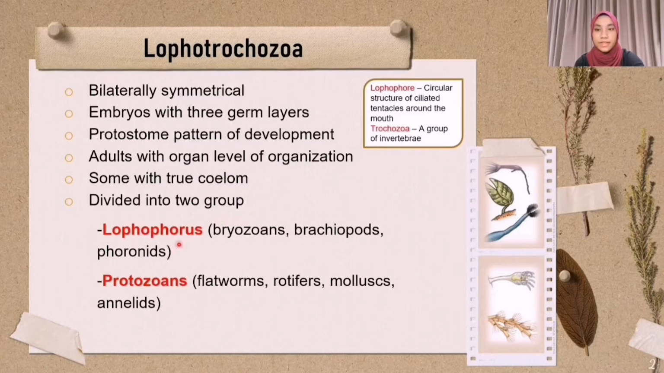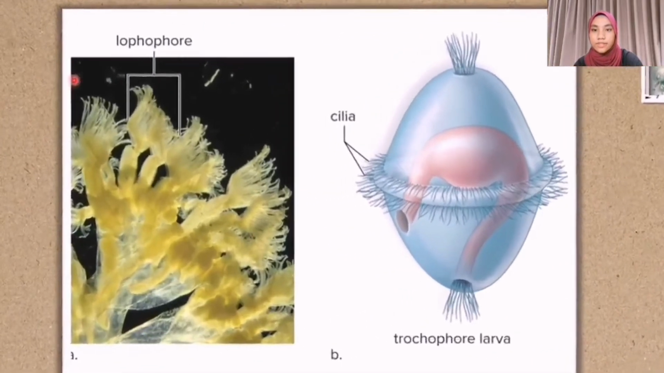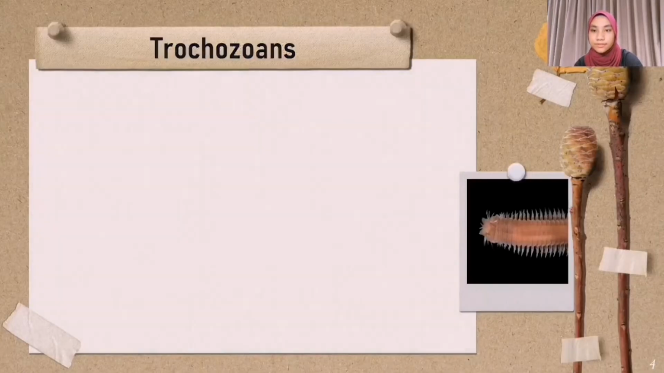Lophotrochozoa can be divided into two groups, which are lophophorans and trochozoans. In this figure, we can see the Lophotrochozoa characteristics. On the left side is the lophophore feeding apparatus, and on the right side is the trochophore larva. Next, we will learn about trochozoans.